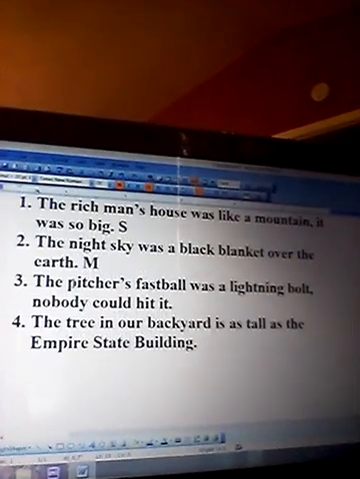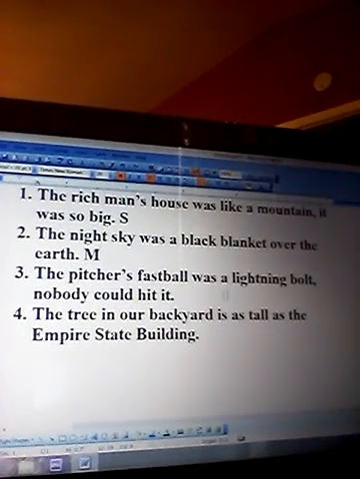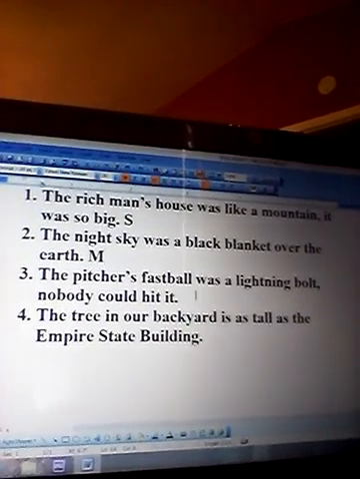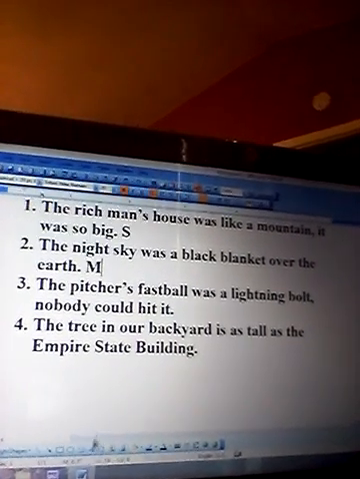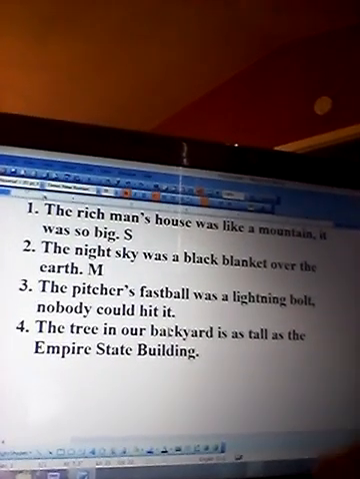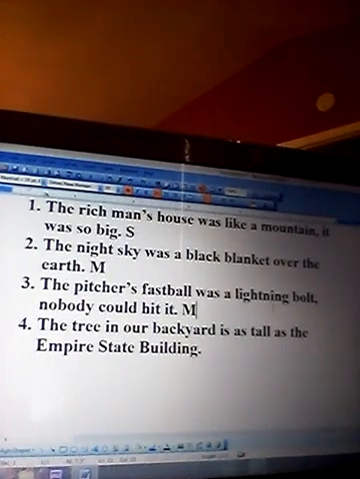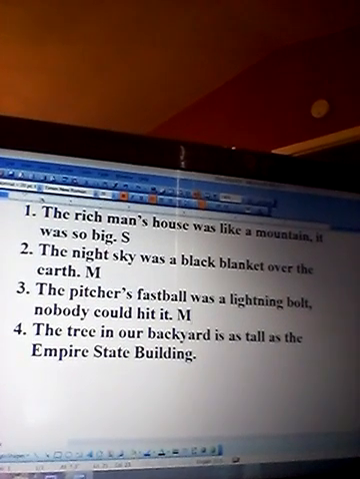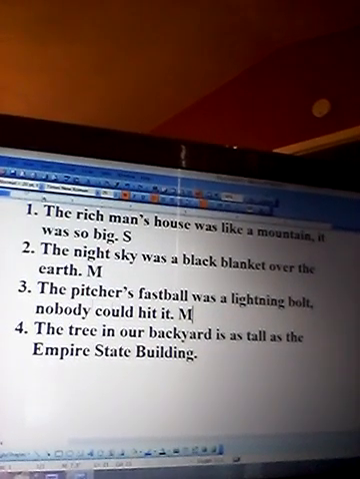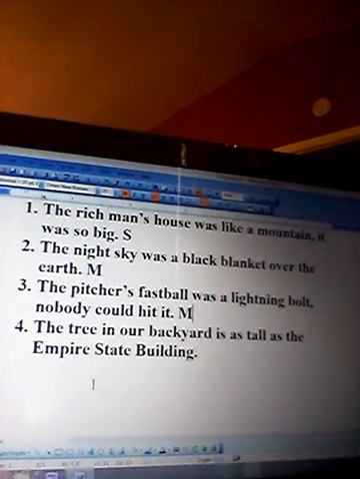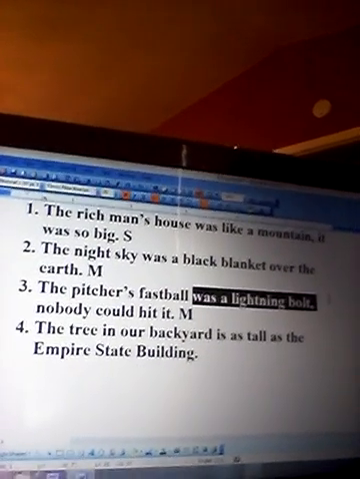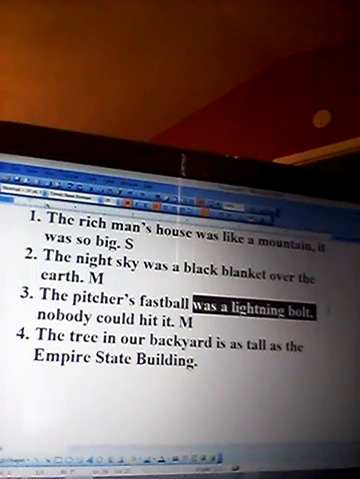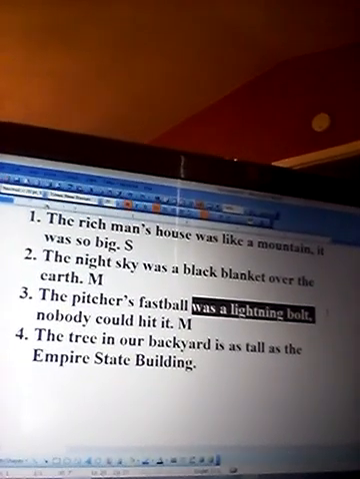Let's take a look at number three. The pitcher's fastball was a lightning bolt. Nobody could hit it. Do you see like or as here? No, you don't. So once again, it is a metaphor. And what's it describing? It's describing how fast the pitcher's fastball was, so much, in fact, that nobody could hit it. So what did they compare it to? A lightning bolt. It was a lightning bolt. Once again, an exaggeration, but figurative language does that.